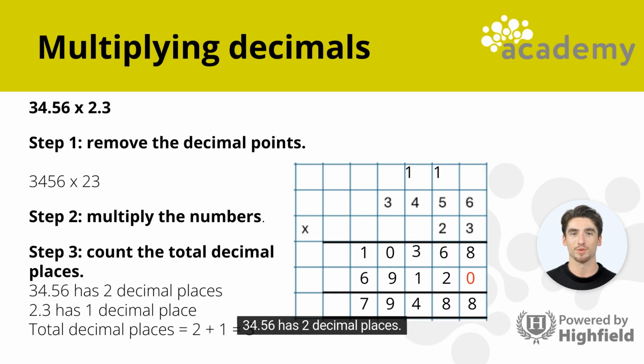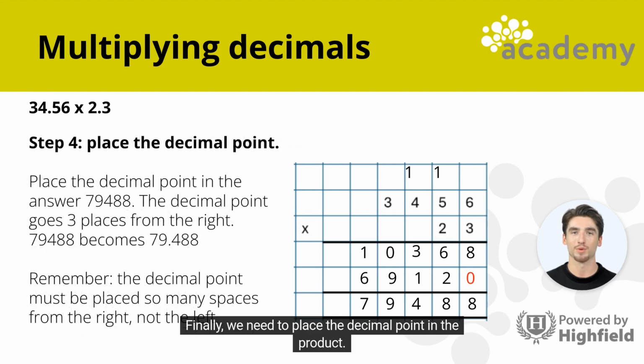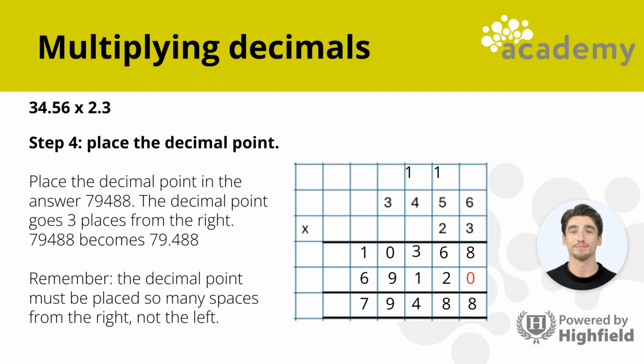34.56 has 2 decimal places. 2.3 has 1 decimal place. There are 3 decimal places in total. Finally, we need to place the decimal point in the product. It must be put 3 places from the right. 79,488 becomes 79.488.